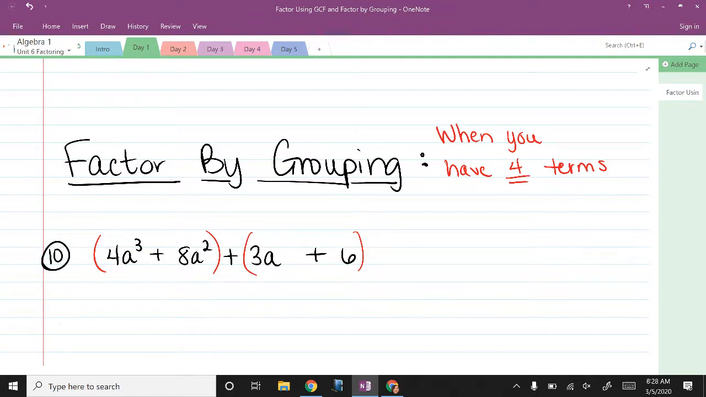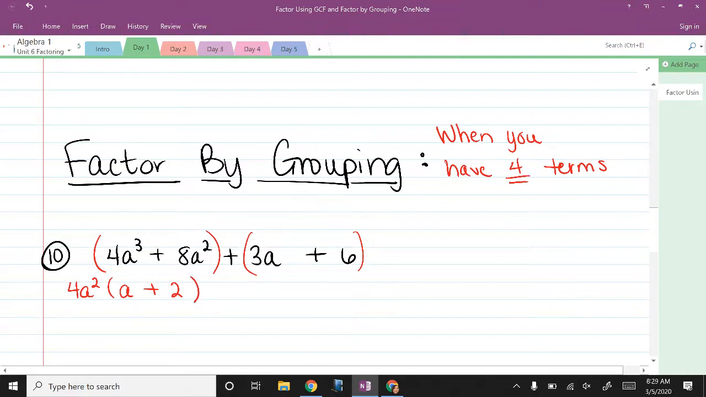What's the GCF between 4a to the 3rd and 8a squared? 4a squared. Y'all agree? Okay. And then you do it like we just did. What multiplies times 4a squared to get 4a cubed? I need an a. Good. Plus what times 4a squared equals 8a squared? 2, with no variables. Y'all agree? Close your parentheses. Bring down your plus sign.